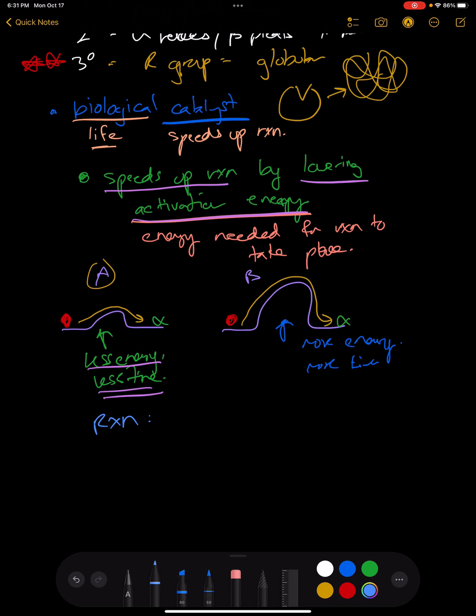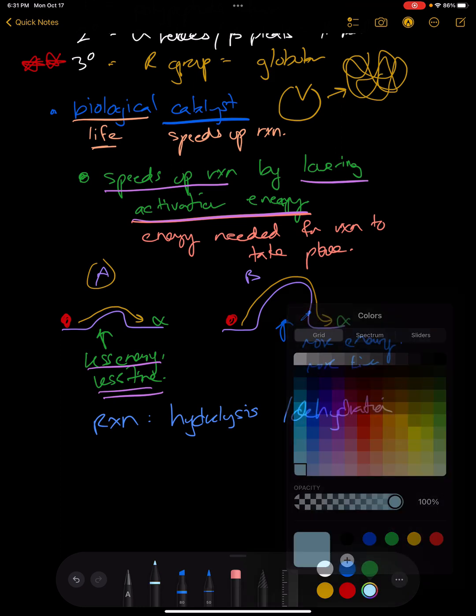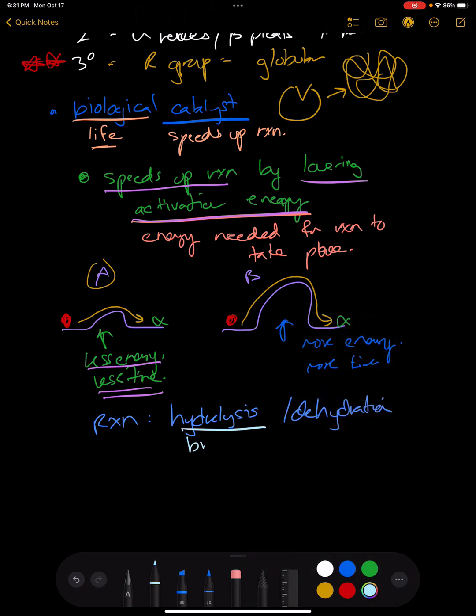Now the reactions we're looking at, remember, these are my hydrolysis reactions, and these are my dehydration reactions. And remember, during hydrolysis, I am breaking things down with water, and then during dehydrations, I am building things with water, okay?